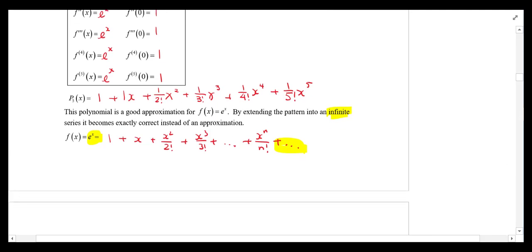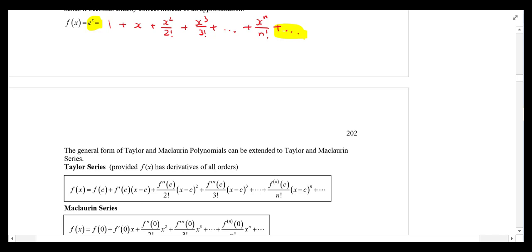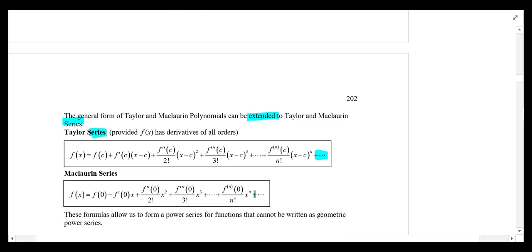All right. So the general form of the Taylor and Maclaurin polynomials can be extended. Yes, we can extend it to actually create what I call the Taylor and Maclaurin series. So all you need to do is take that polynomial from before and just extend it. Let's keep going. The only difference here is really this part at the end, plus dot dot dot. That plus dot dot dot means this goes on infinitely forever, and if it does go on forever, then it actually equals the original function. And the same idea with the Maclaurin series.